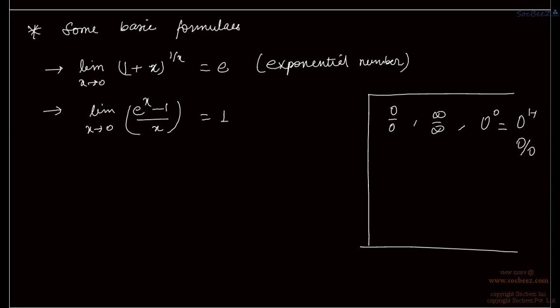Then again, basically we follow 0 by 0 or infinity by infinity. These are basically the same form. And one more form, which is 1 to the power infinity. This is also not defined.